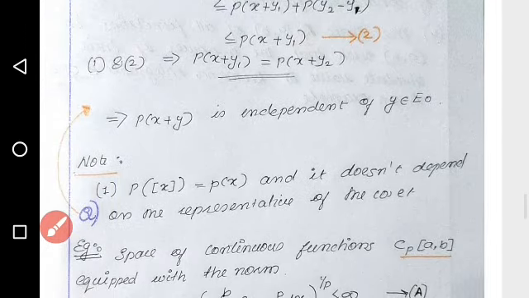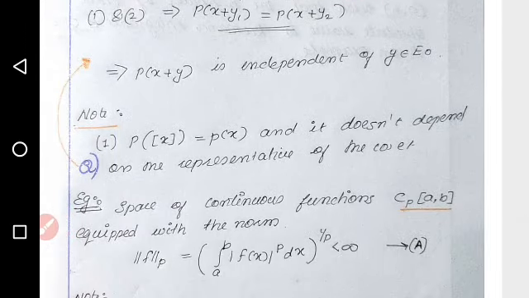Now, P of quotient x is P of x and it does not depend on the representative of the quotient, which has the same meaning as P of x plus y is independent of y belongs to E naught, since quotient x is equal to x plus E naught form.